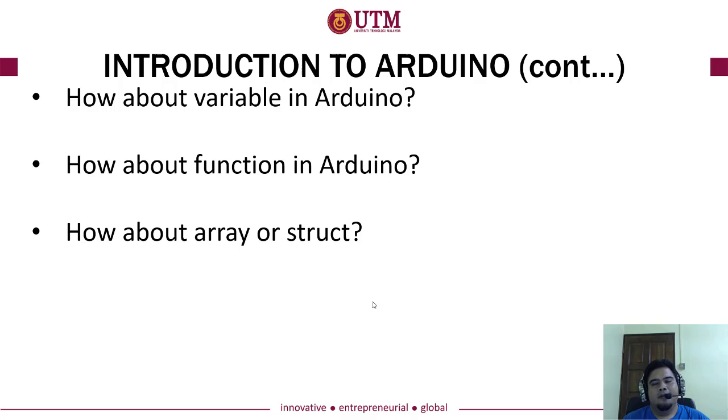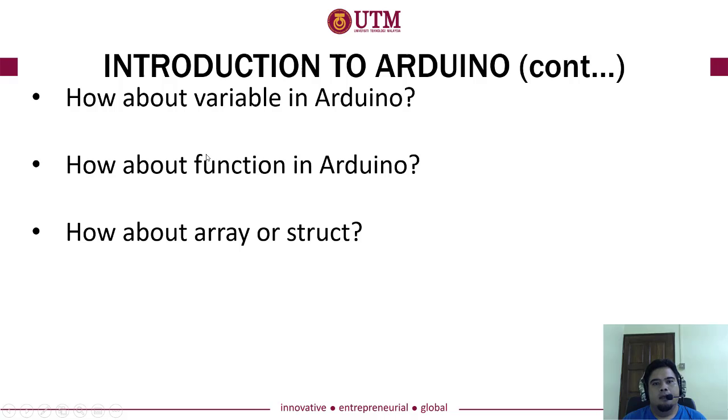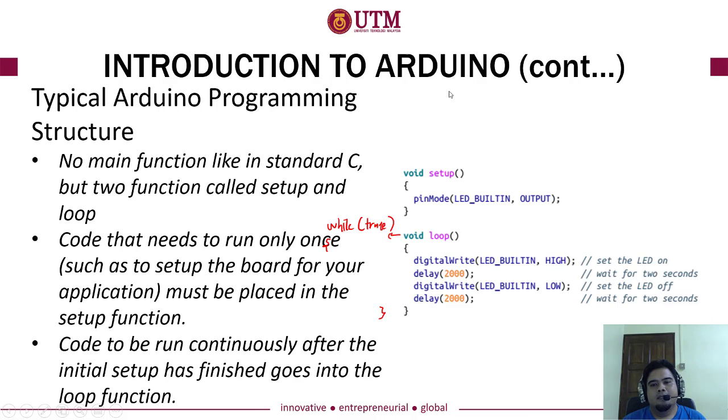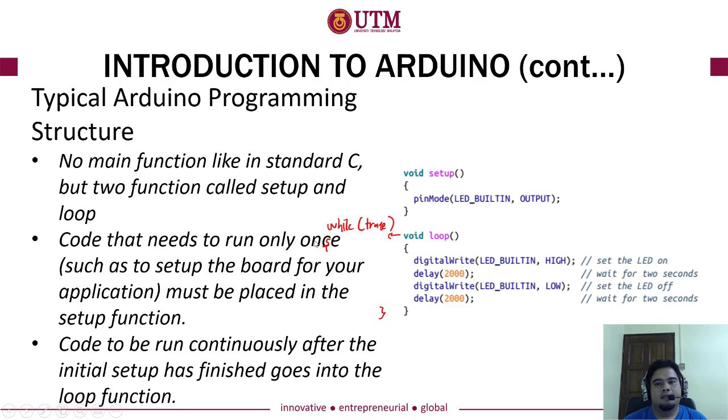You can write a function above the main function, or you can write it below the main function. The same goes for Arduino: you can write above the setup, or below the setup. In terms of variables, it's the same. If you want to declare global variables, you must write them outside the function. If you want to declare a local variable, you must write it inside the function. The same goes for arrays and structs: if you want to declare them globally, you must write outside the function, and if you want to declare locally, you must write inside the function.